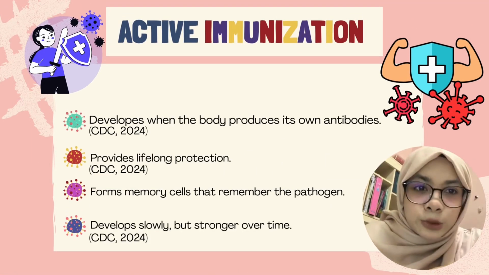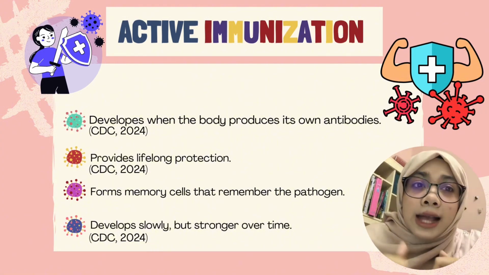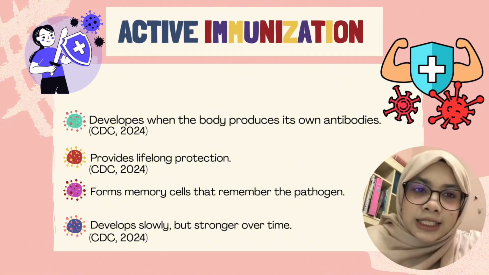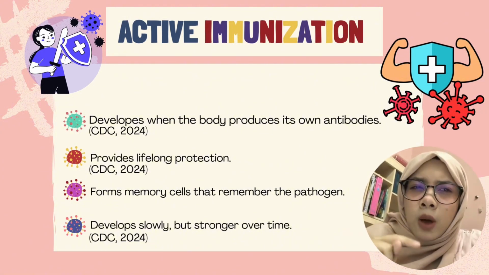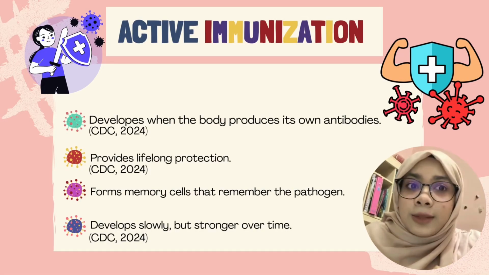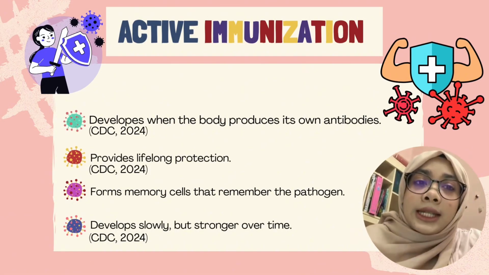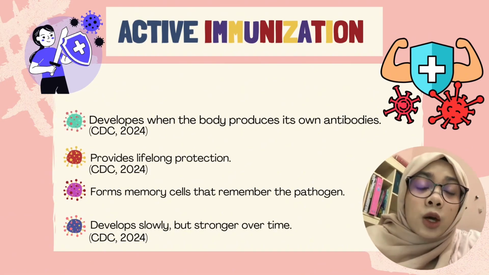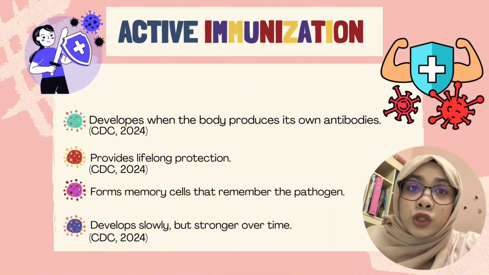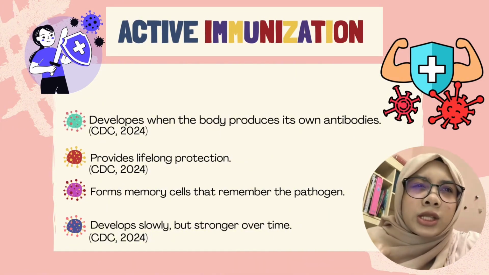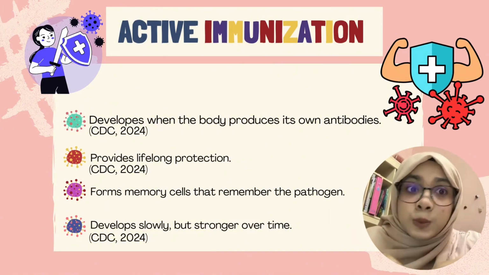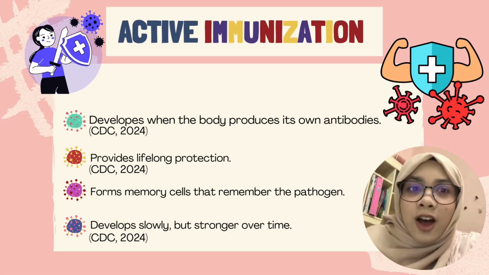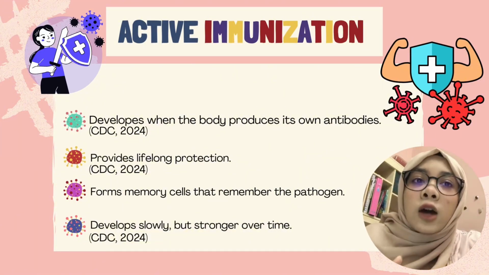And last but not least, we're going to talk about active versus passive immunization. So let's take a closer look at what active immunity actually is. Active immunity is when our body develops its own antibodies after exposure to a pathogen. Because the immune system creates memory cells, this protection is actually lifelong. However, it takes time to develop because the immune system must first recognize and learn how to fight the pathogen.